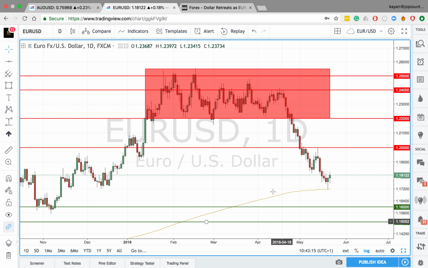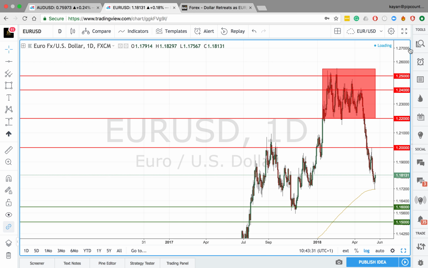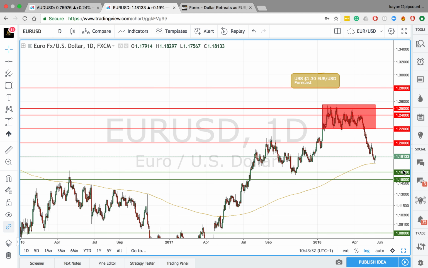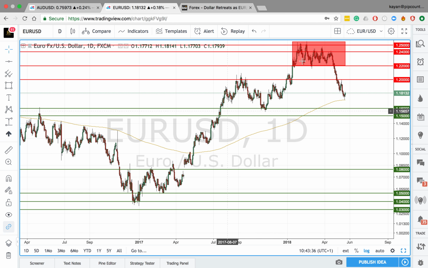We have come down and hit off the 200 moving average, which is a major step in terms of looking at the overall trend. If this can break below this moving average, it does signify that maybe there is a reversal in the overall trend. And we must remember, looking at the euro USD, it has been on a very strong uptrend overall if you're looking at over a higher time frame in 2017.